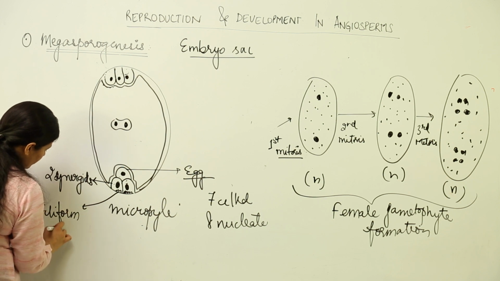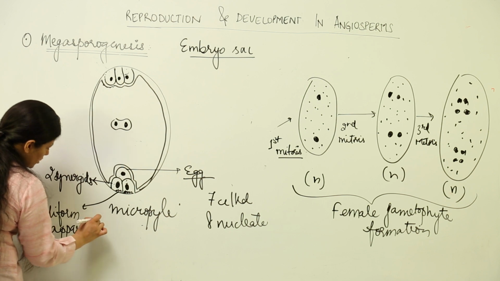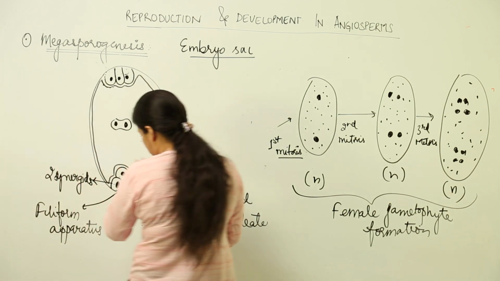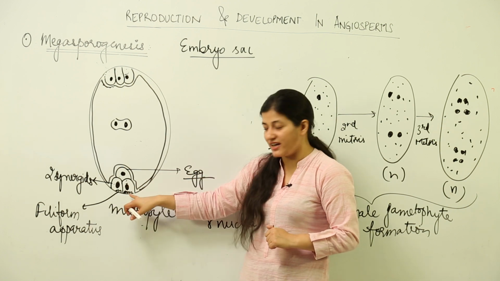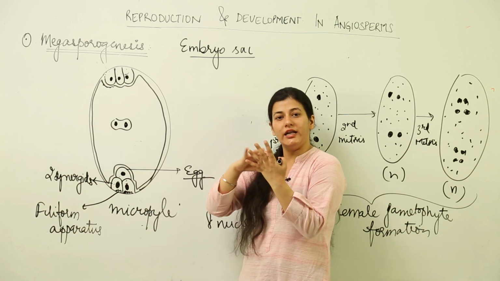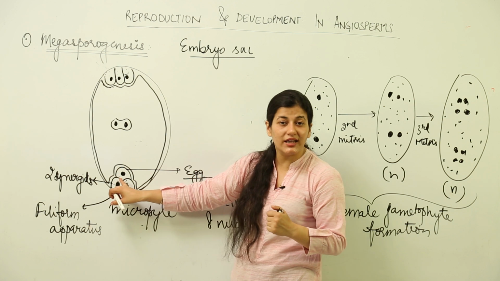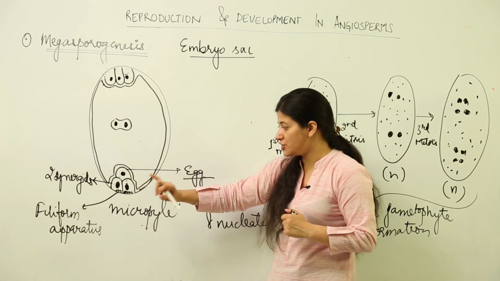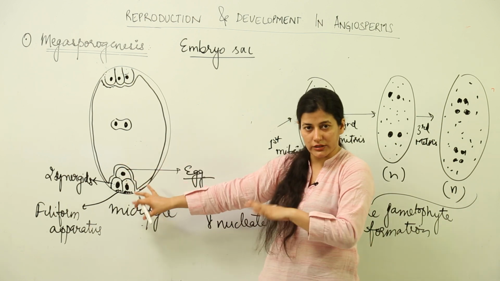Now, why it is filiform? Because it is finger-like, though my diagram does not show it finger-like because it is quite small in size. There is a filiform apparatus present inside the synergids. Each synergid is having its own filiform apparatus, which is finger-like arrangement that allows the movement of the male gamete towards the egg. Okay, so we have two synergids. We have filiform apparatus towards the micropyle, and the gamete itself lies towards the micropyle.